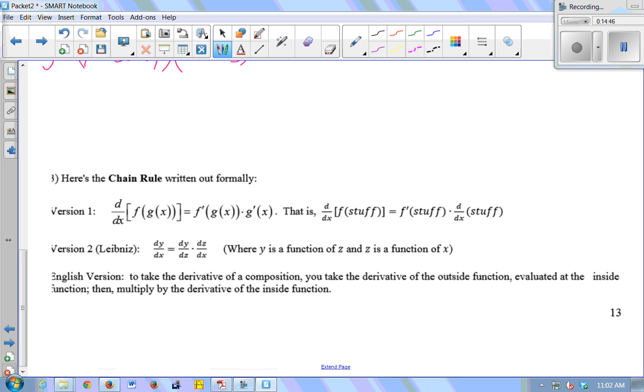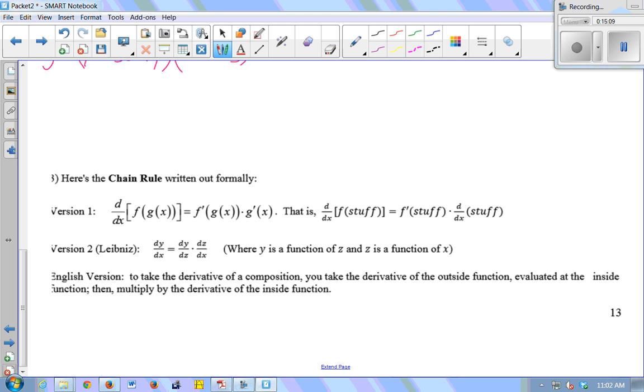Okay, so here is the chain rule written formally. I haven't written it down yet. We've just been applying it using the basic idea of apply the regular derivative rule, then multiply by the derivative of the stuff. So here's the chain rule written out formally. I've got 3 versions. Stuff is a technical term, yeah.